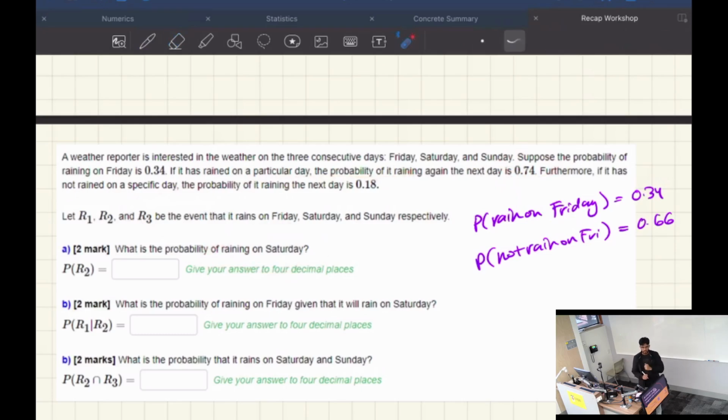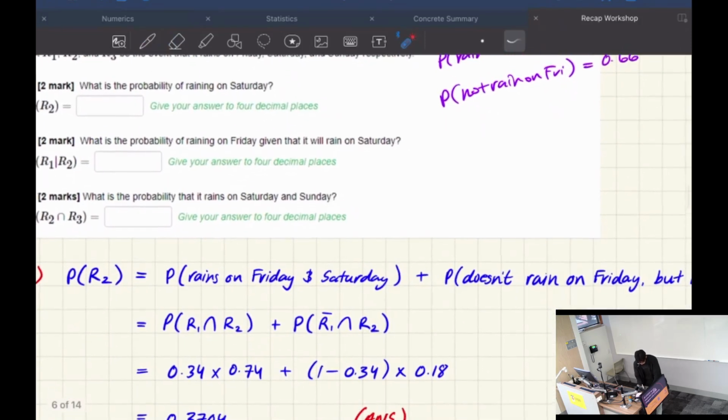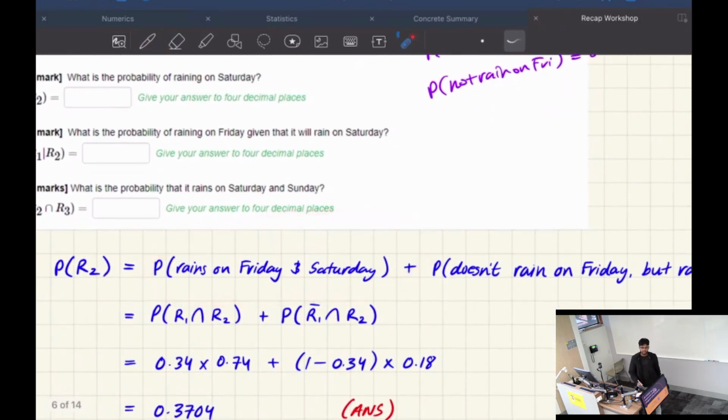Any ideas? Jad, any ideas? Make a tree. Yeah, probability tree. It takes a while though. Not really, so 4 branches. Rain on Saturday: you do rain on Friday times rain on Saturday, and then you do not rain on Friday times rain on Saturday. Then you add those two. So you want to see if it rains on Friday and Saturday, right?